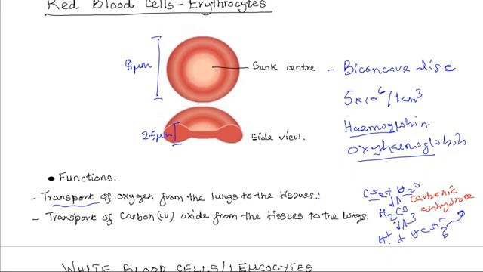Now, note that about 15% of the carbon dioxide combines with the hemoglobin also to form carbaminohemoglobin. So this is another form in which carbon dioxide is transported, in the form of carbaminohemoglobin. Now, in the lungs, the carbaminohemoglobin also dissociates, releasing the carbon dioxide, which is then exhaled.